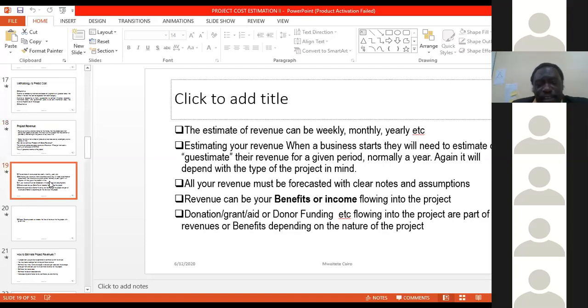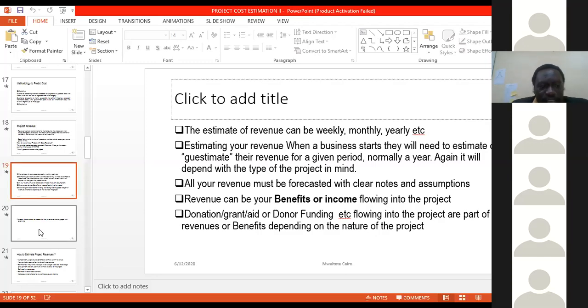So the estimate of revenue, can it be weekly? Can it be daily? Can it be monthly? Can it be annually? And so on, depending on the nature of the project. You estimate by yourself. So all revenue must be forecasted with clear notes and assumptions. Revenue can be your benefits or income. Sometimes you may find yourself saying this is my income, but it is revenue. So donations, grants, aid, donor funding, etc., flowing into the project are part of the revenue.